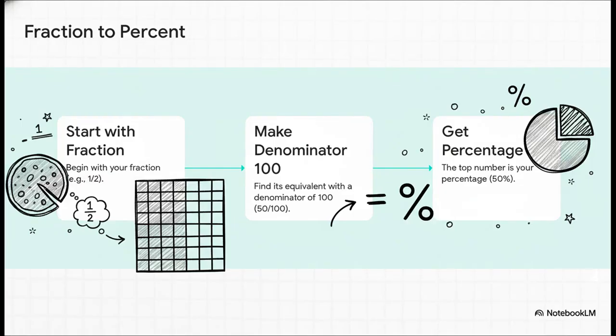Let's take a common fraction, like 1/2. The goal is to get that bottom number, the denominator, to 100. So what do you do to the 2 to make it 100? You multiply by 50, right? Well, whatever you do to the bottom, you have to do to the top. So 1 times 50 is 50. Now you've got 50 over 100. And what does out of 100 mean? Percent. So it's 50%. Boom.